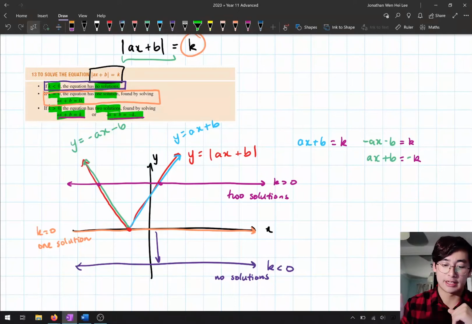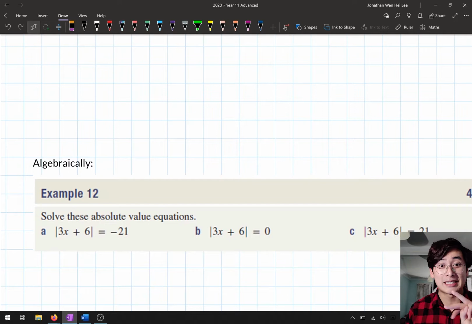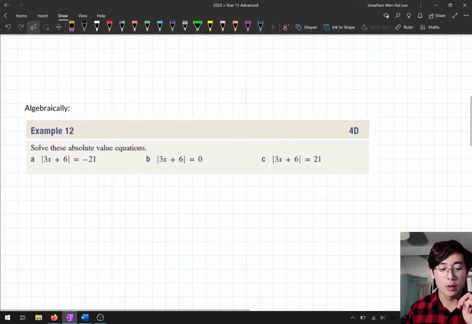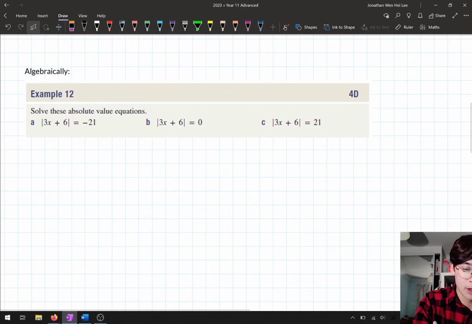Let's have a go at this together. When we're solving algebraically, we just remember those three conditions that we talked about here. So we want to solve these absolute value equations. Now the first one, we've got 3x plus 6 is equal to negative 21. I'm just going to write here, 3x plus 6 is equal to negative 21.